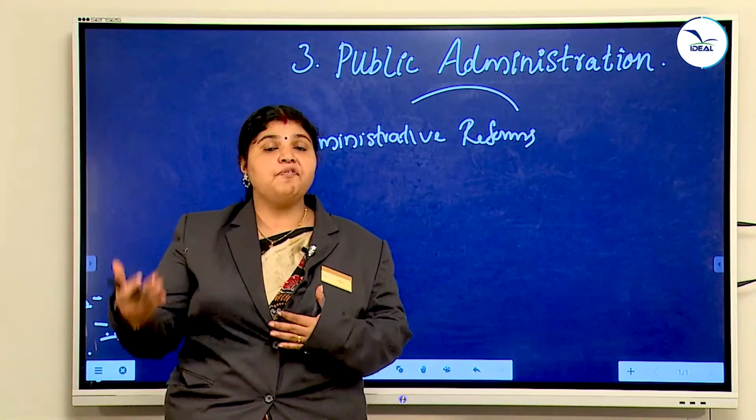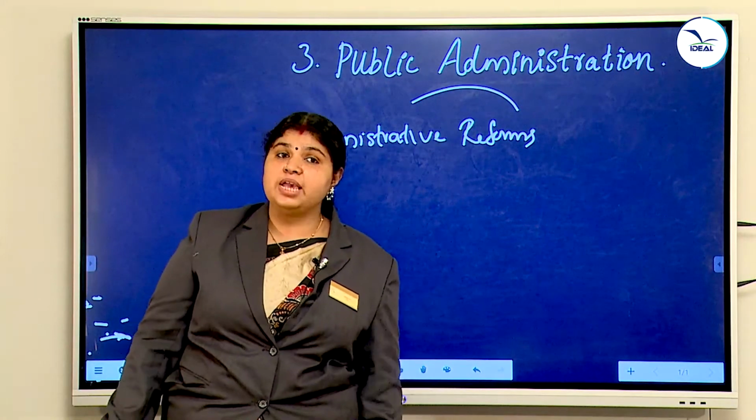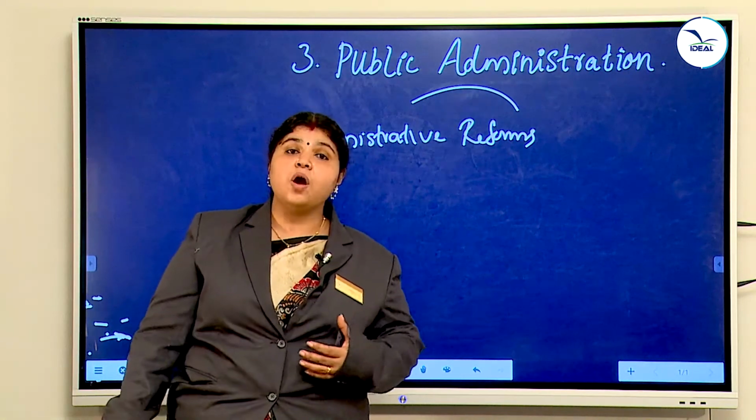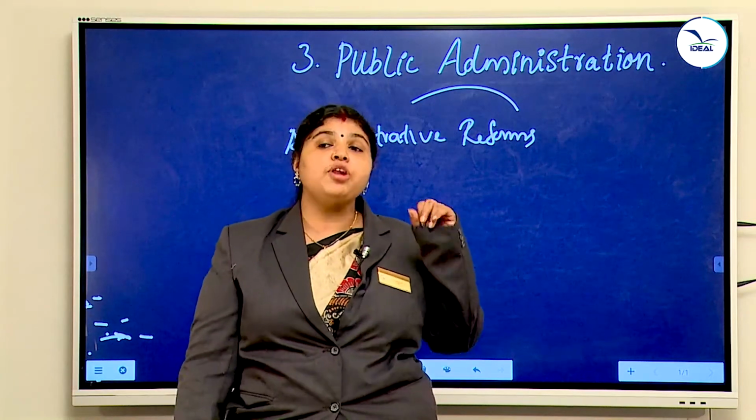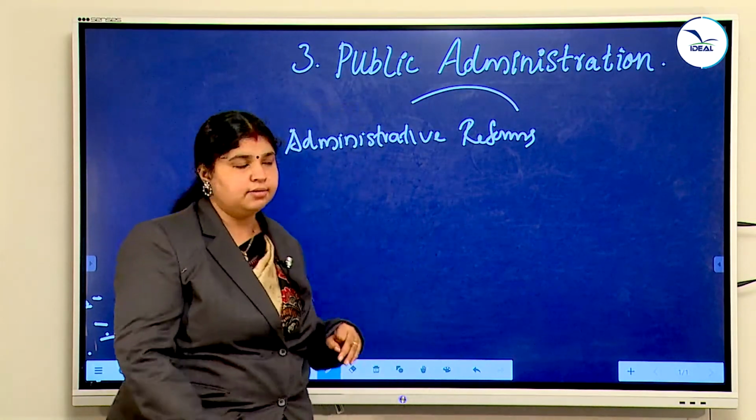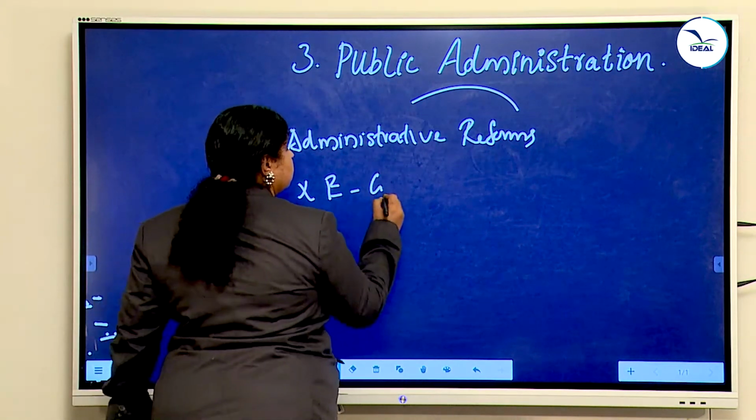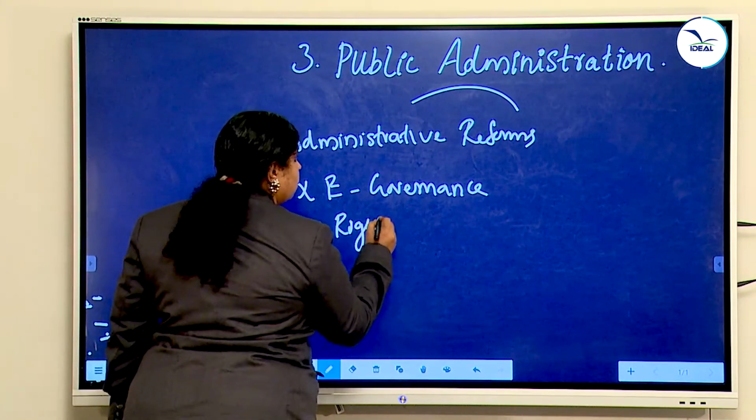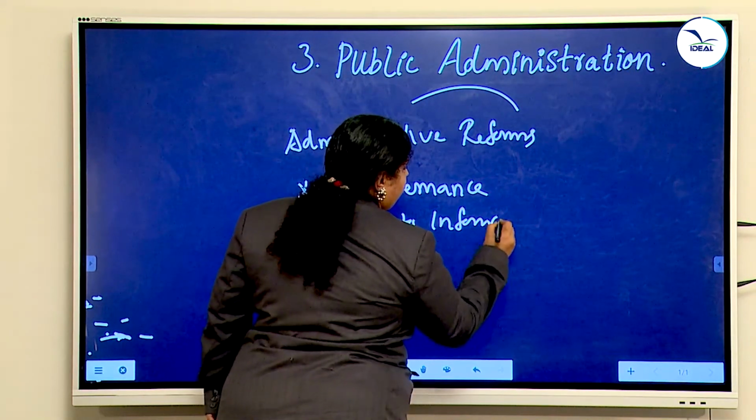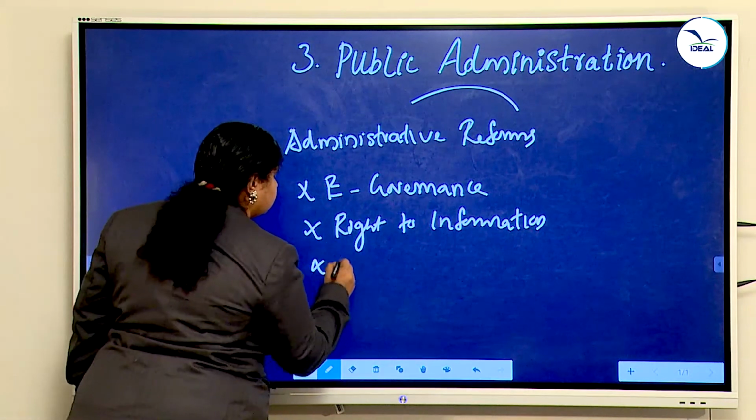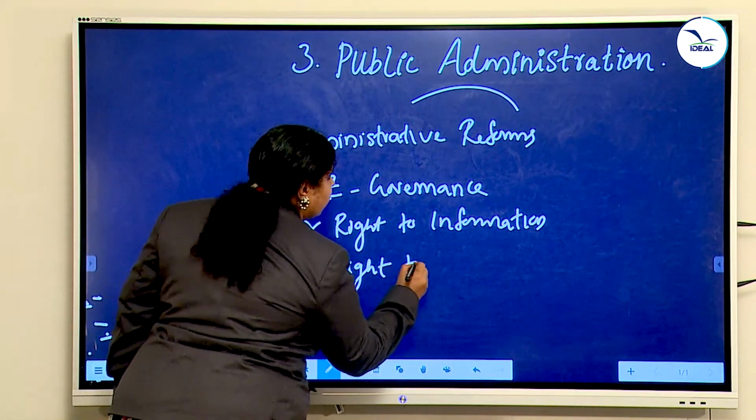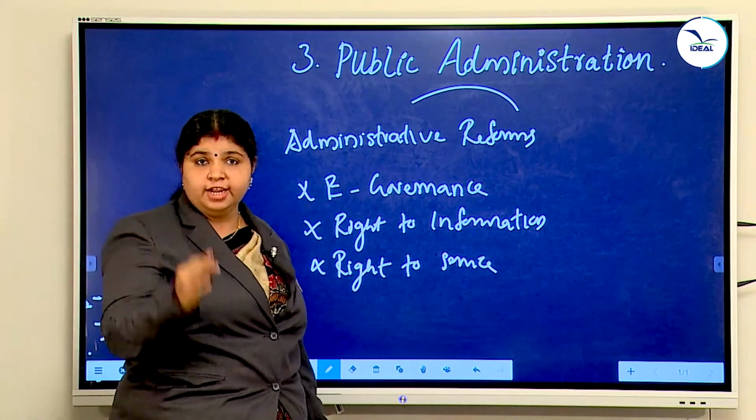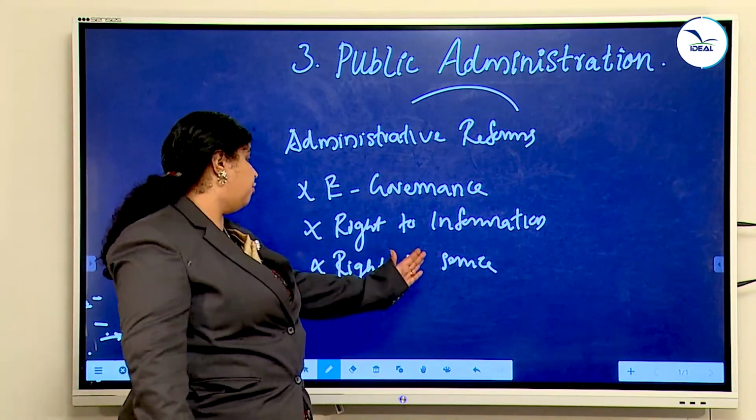That means in course of time, when time moves, many changes happen in administration. The changes that are added in administration are called administrative reforms. The three important administrative reforms introduced in India are e-governance, right to information, and right to service.